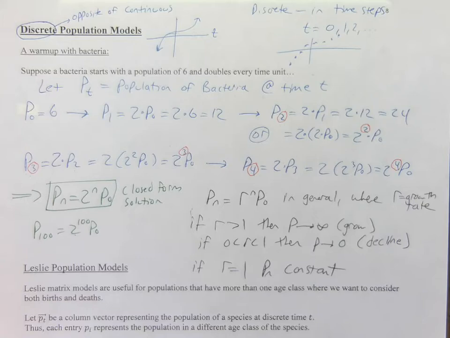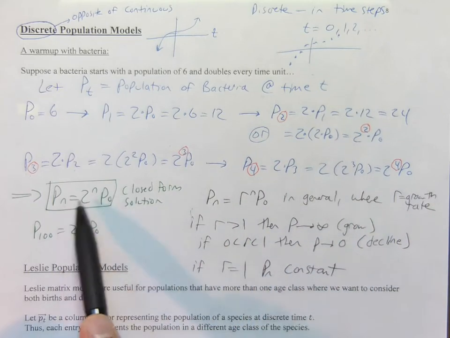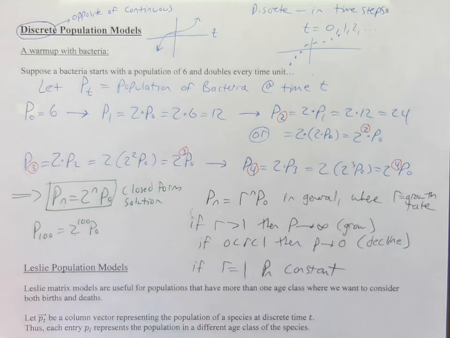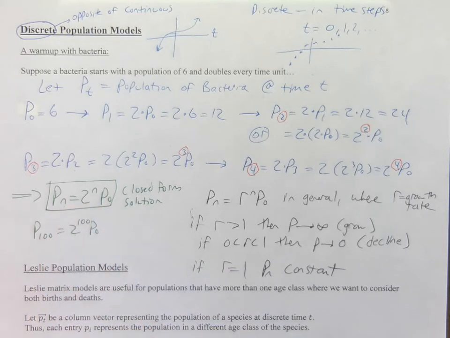So this is getting at the idea of this recurrence relationship, these discrete time steps where we have a recurrence relationship that we're then able to turn into a closed form solution. We're going to see a similar thing in the next application of population growth with matrices. So keep this relationship in mind as we get to the next step.